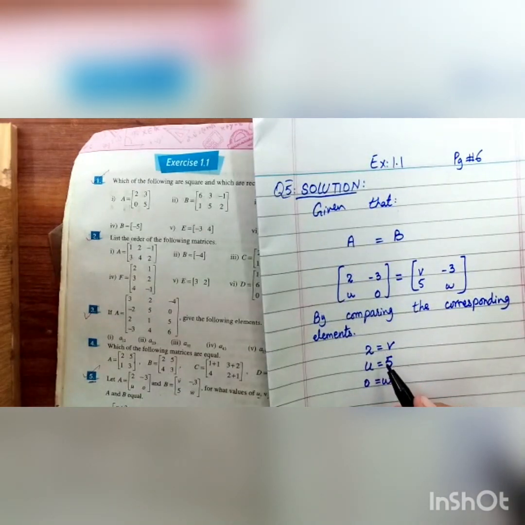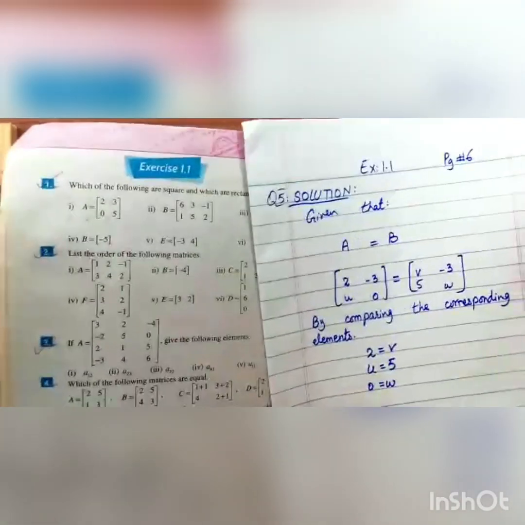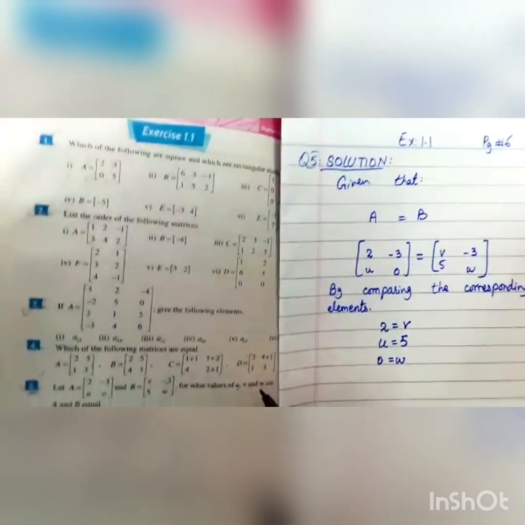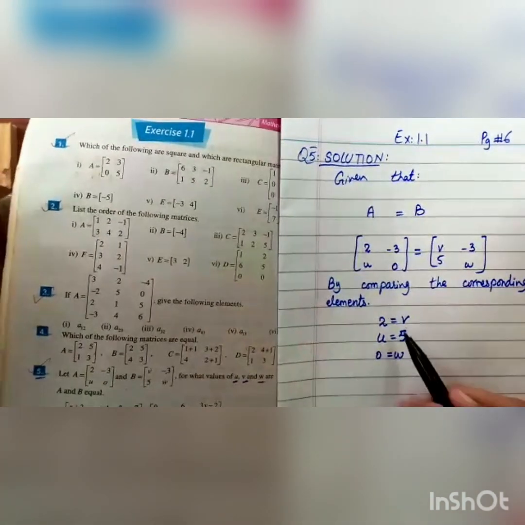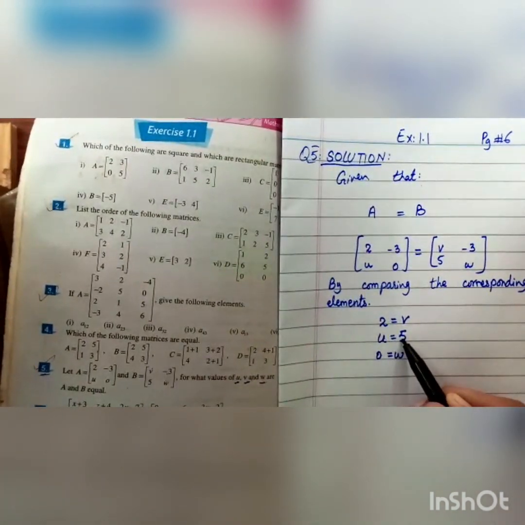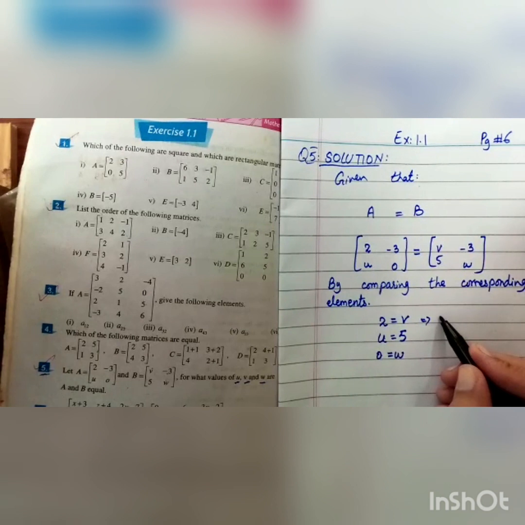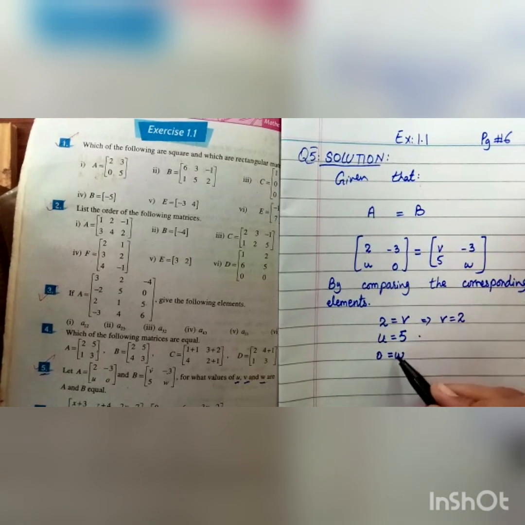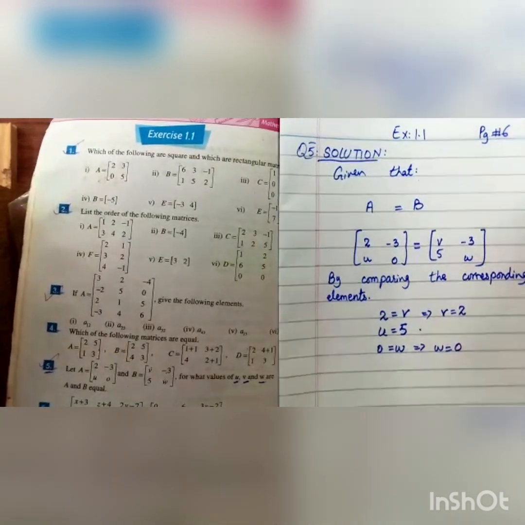So we have found the values of all the elements which were asked, that is, find the values of u, v and w. So we have found the values: u is equal to 5, v is equal to 2 and w is equal to 0. Similarly, u is equal to 5 and 0 is equal to w, or w is equal to 0.